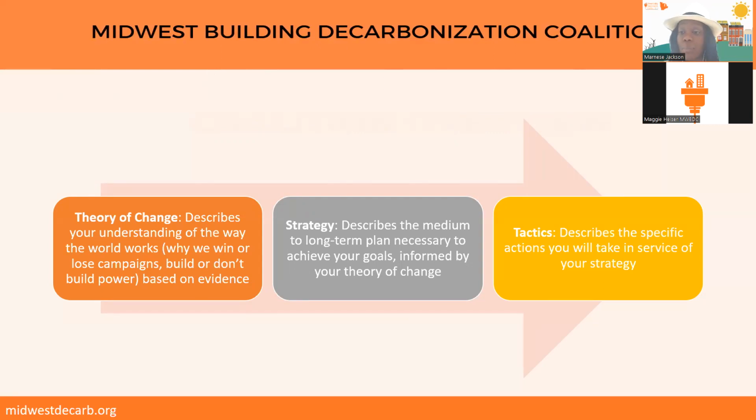The strategy describes the medium to long-term plan necessary to achieve your goals, informed by your theory of change. For example, one, shift media narrative around 100% renewables, two, expand coalition's active base with a focus on key areas of the state, or three, build out a C4 program to increase the resources available for direct lobbying and electoral work. And some tactics are described as specific actions you will take in service of your strategy. For example, publish op-eds in the 5 largest newspapers across the state.